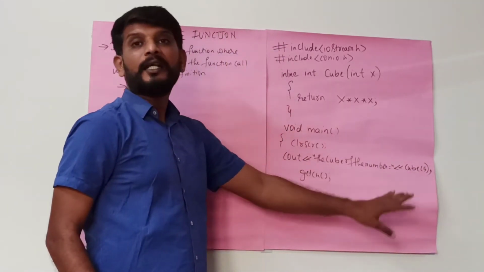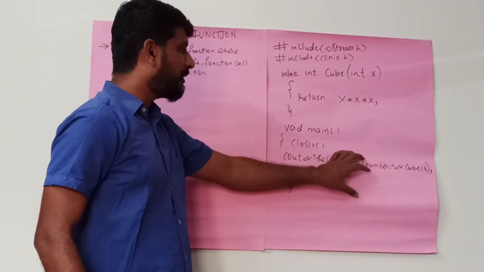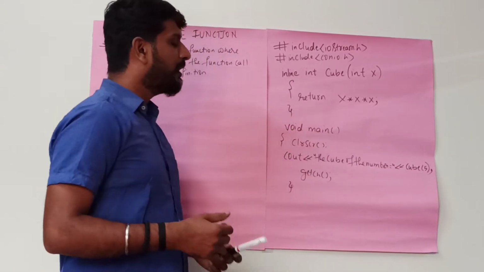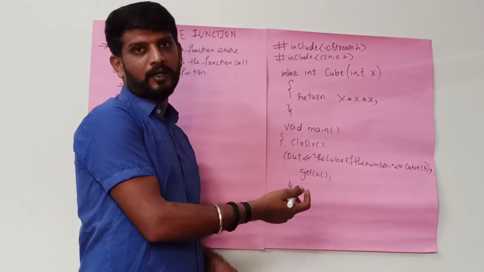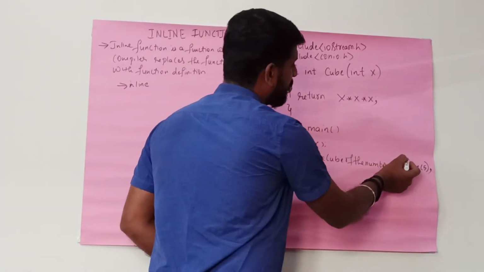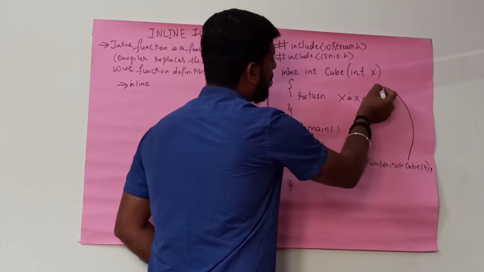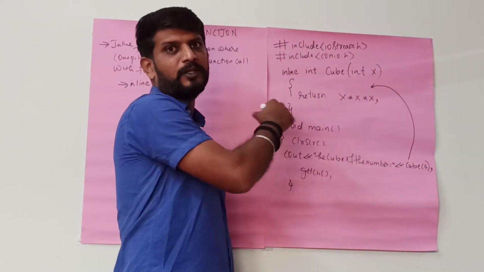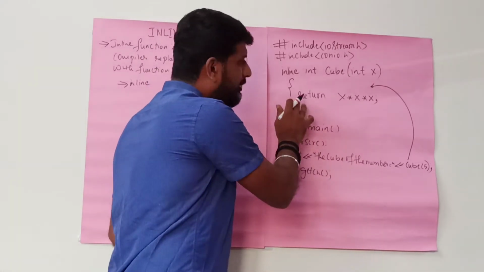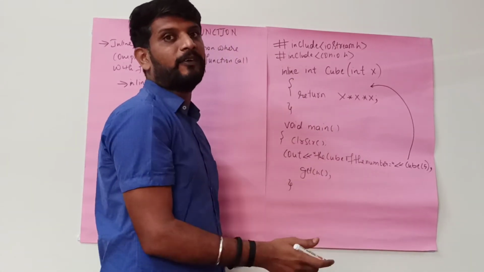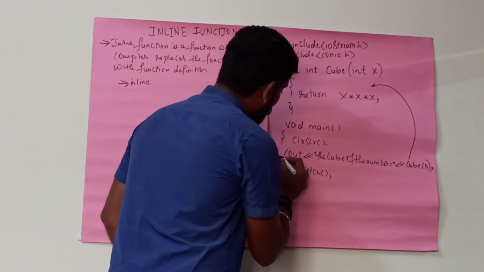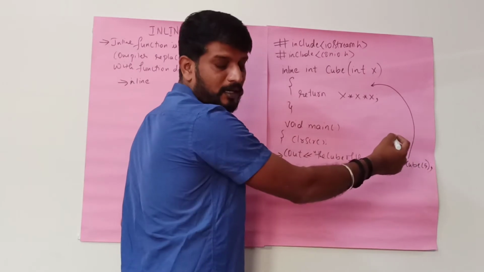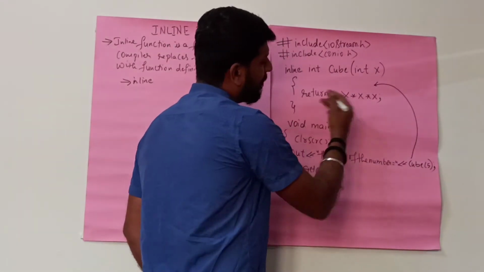Now let us see what exactly happens when this function gets executed. Previously, whenever I used to explain the concept of calling a function, when the function is called, the control gets transferred to the function definition. That is how I used to explain. Now since this function is an inline function, what happens is when the program executes, the clear screen will clear all the previous data that is appearing on the screen.